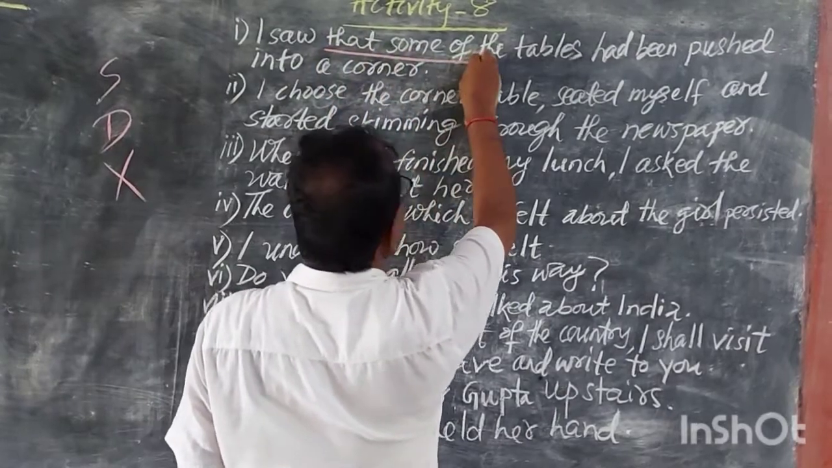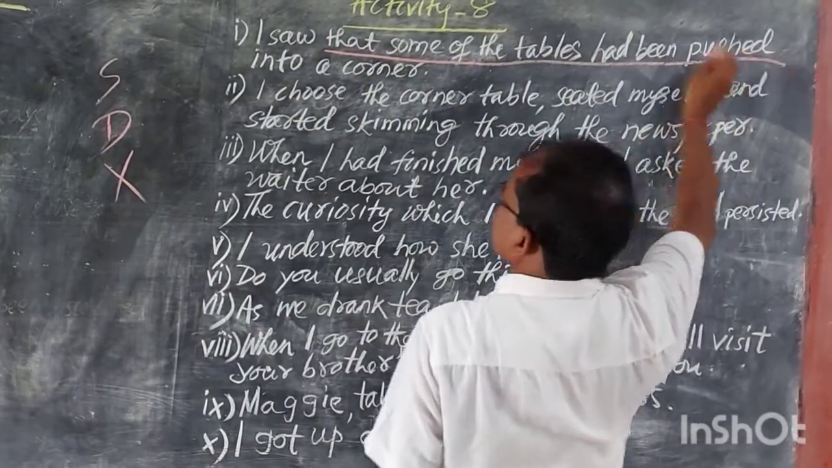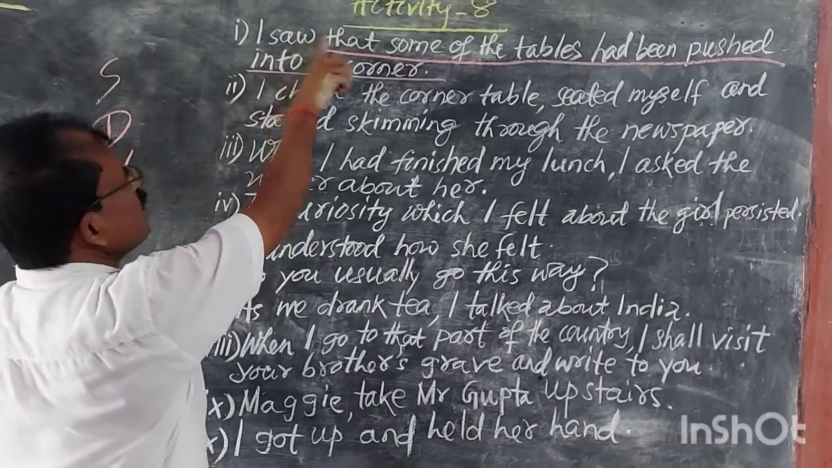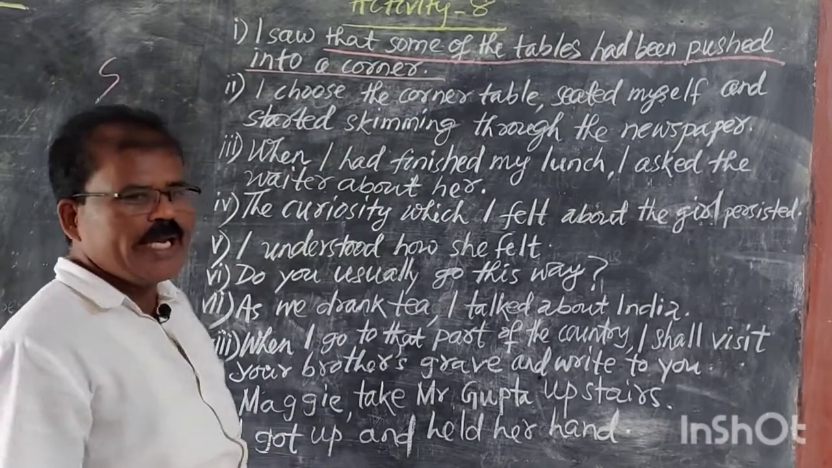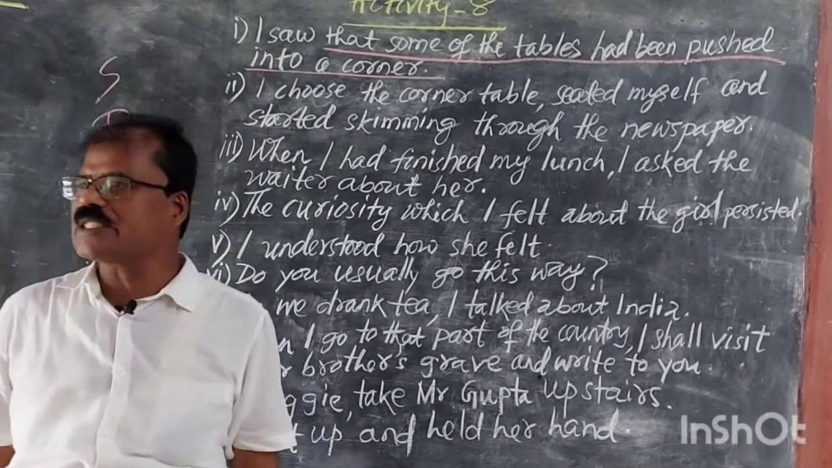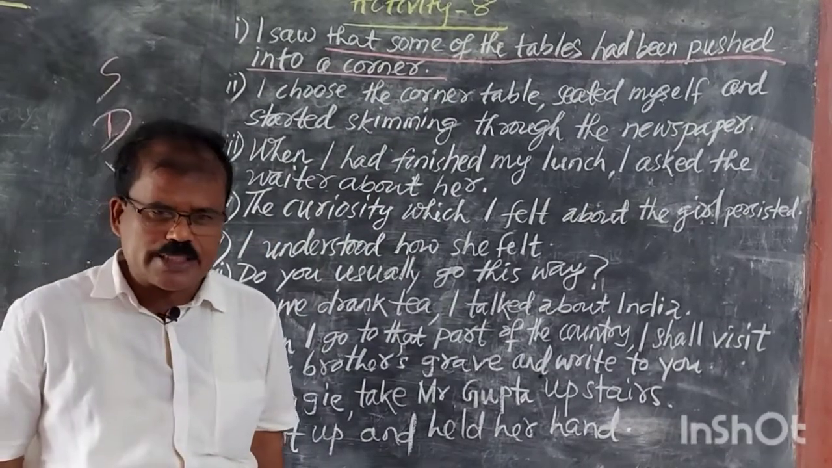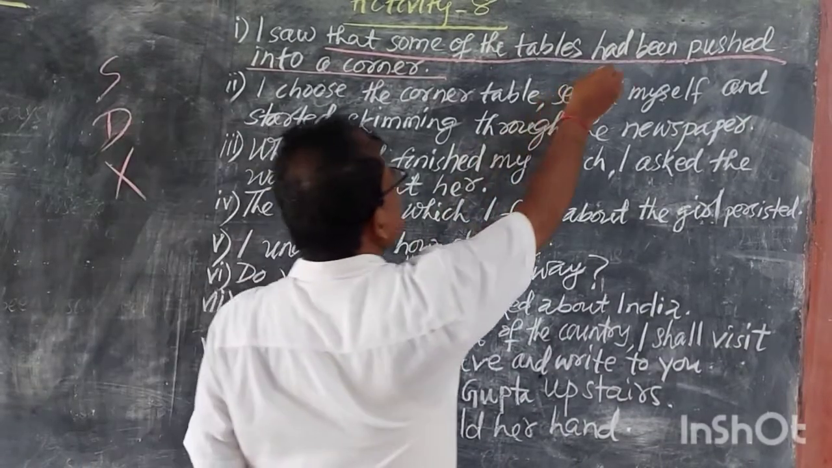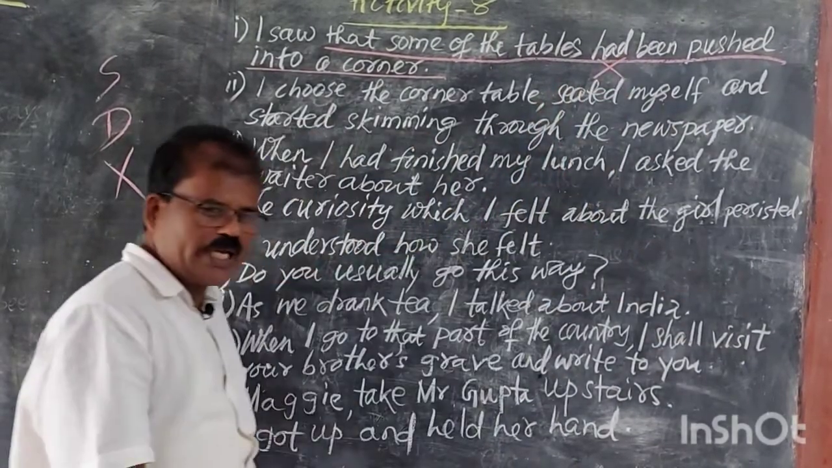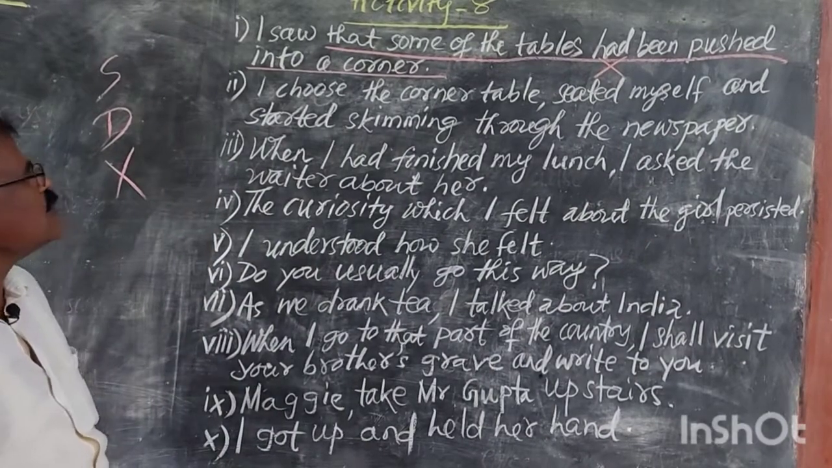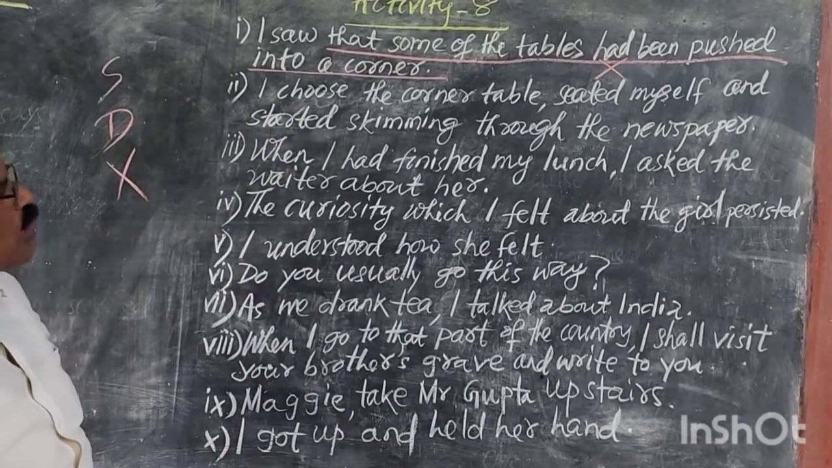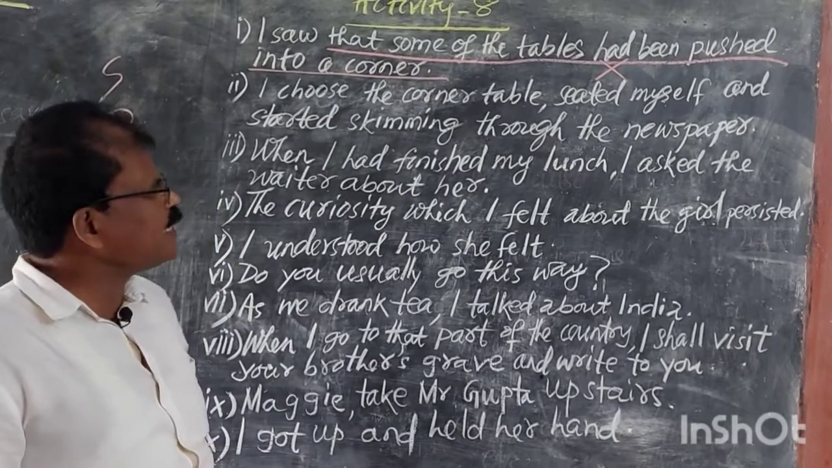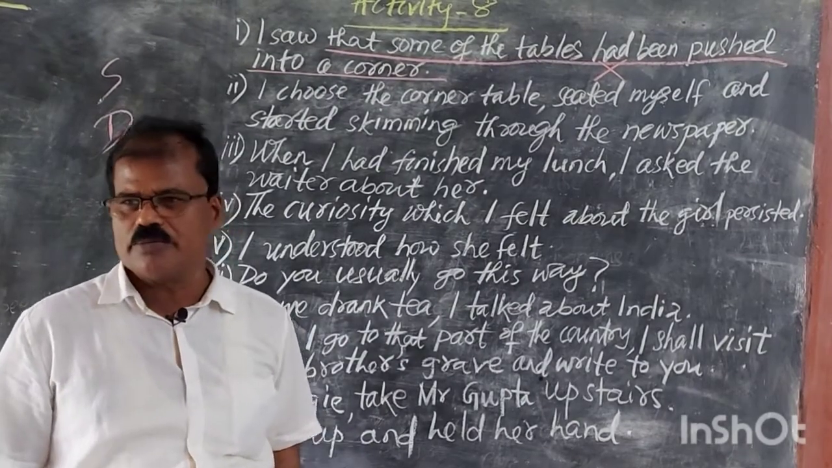That some of the tables had been pushed into a corner. I saw is the main clause, this is the subordinate clause. In which type of sentences do you find subordinate clauses? Yes, in a complex sentence. So it is X. Okay? Complex. I chose the corner table, seated myself, and started skimming through the newspaper.